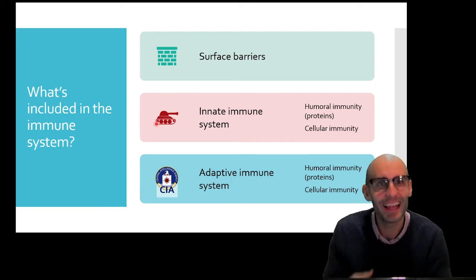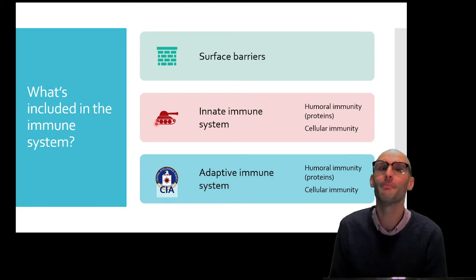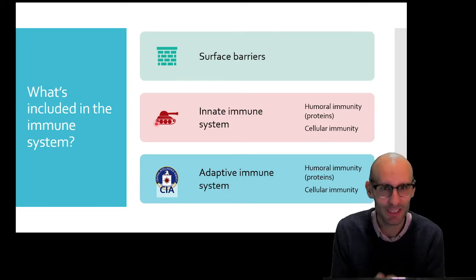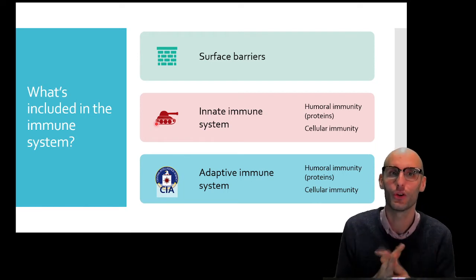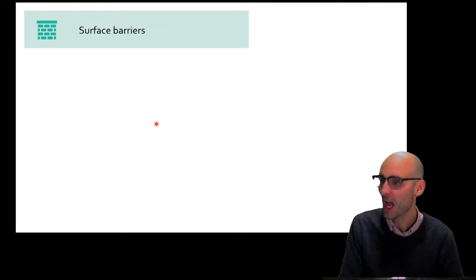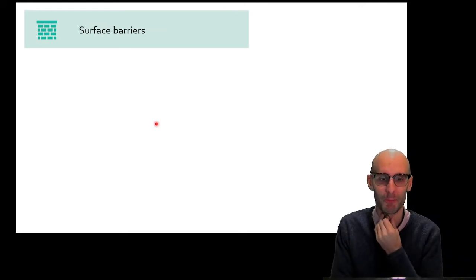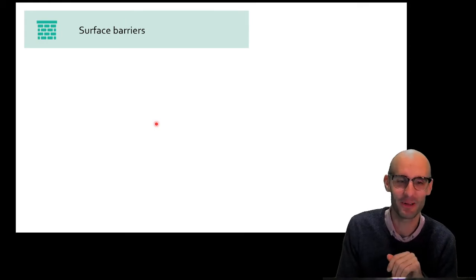The CIA does investigations. It learns who the bad guys are. It remembers them, and it attacks in a specific and silent and deadly way. That's a really good way to think about the two immune systems. And as I break it down, you're going to see why that's the case. But first, let's look at surface barriers. A little bit boring, I'm not going to lie. It gets way more interesting when we start talking about cells and humors.